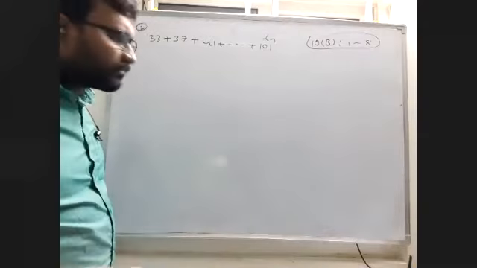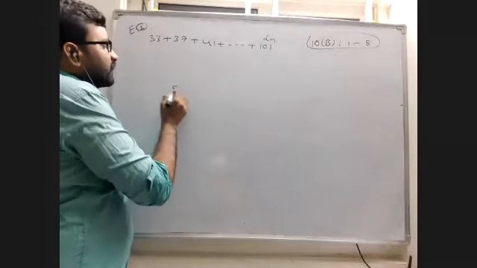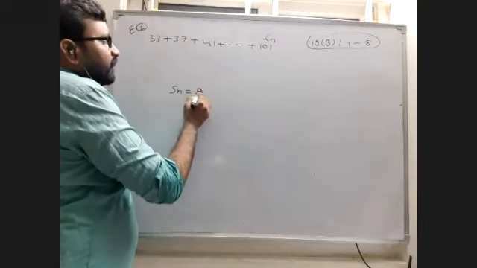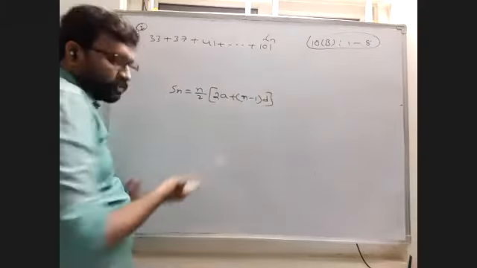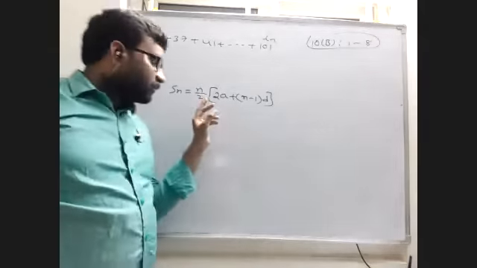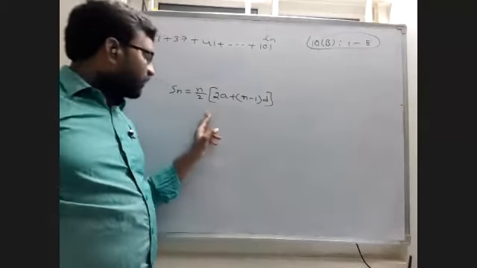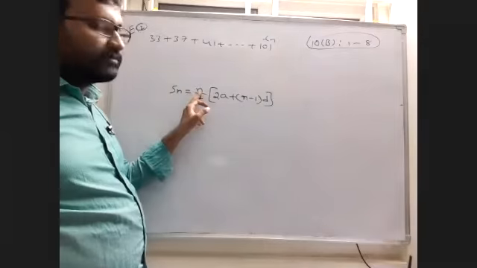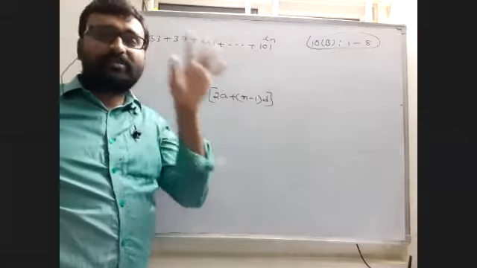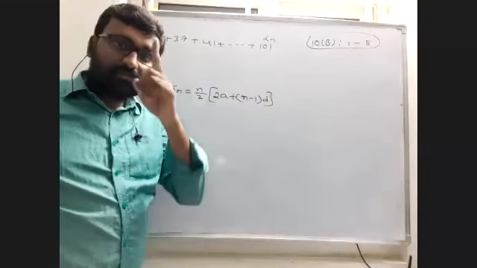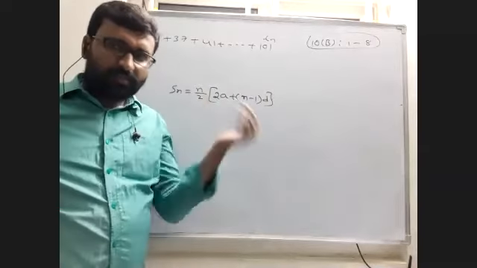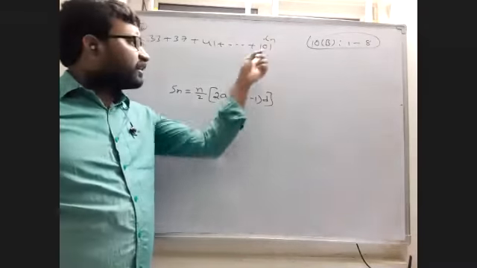What is the formula for the sum of all numbers? Sn is equal to n by 2 of 2a plus (n minus 1) into d. This is the formula actually. But to get the solution, we have to know what n is. Number of terms we compulsorily have to know. No need for the last term, but we have to know the number of terms. That's why in the previous question, I didn't find the last term.